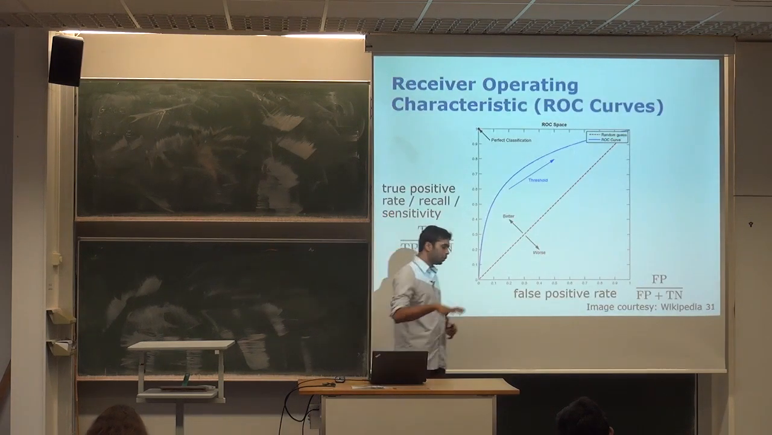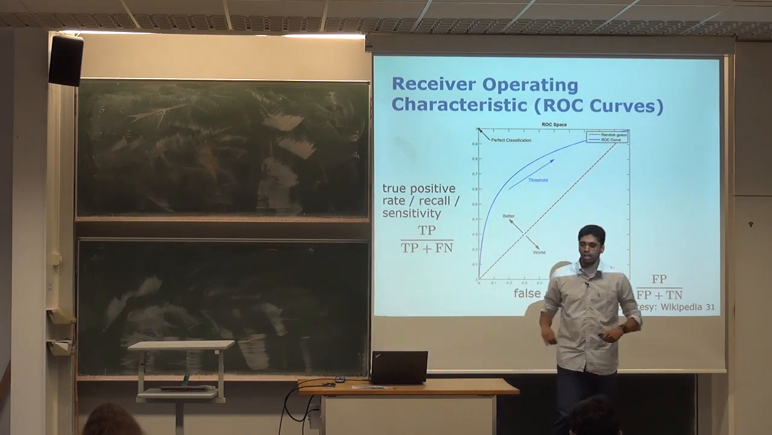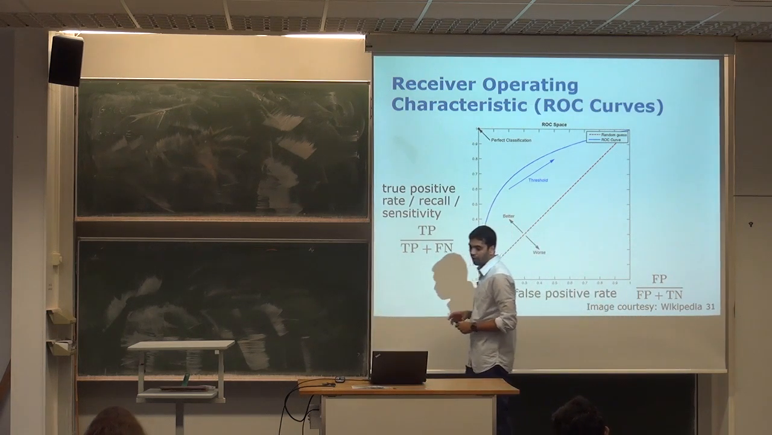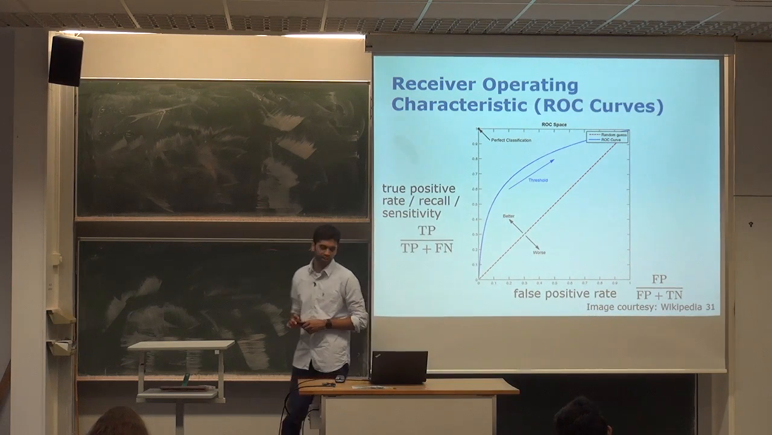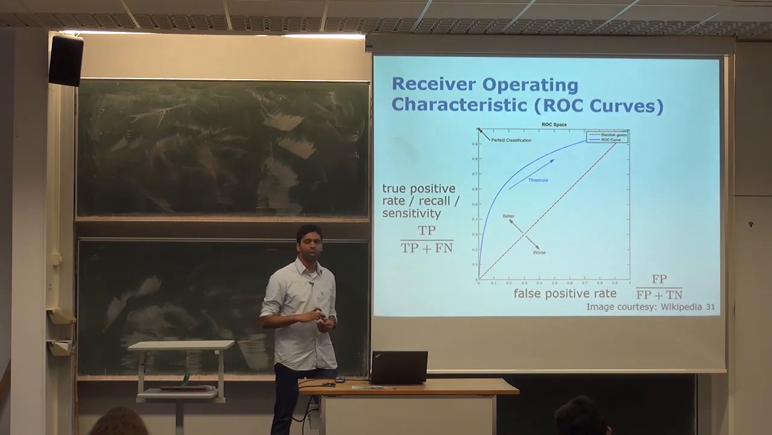Another way to look at these metrics is through a curve that is often called the receiver operating characteristic, or I think also relative operating characteristic.